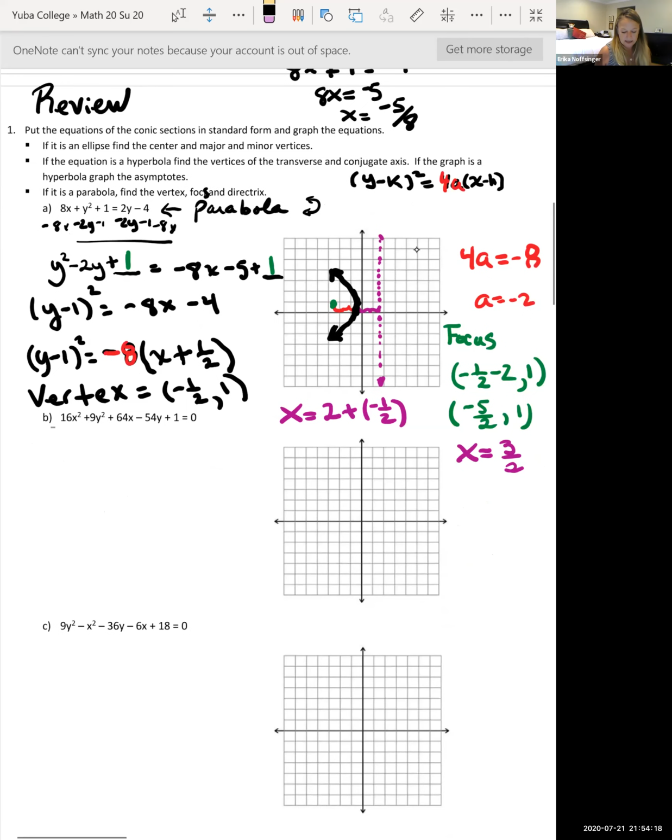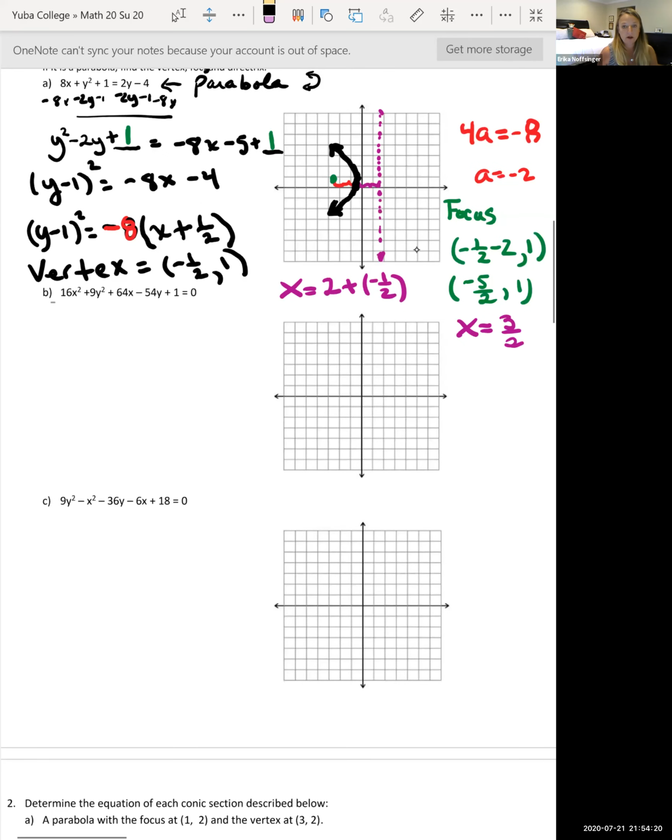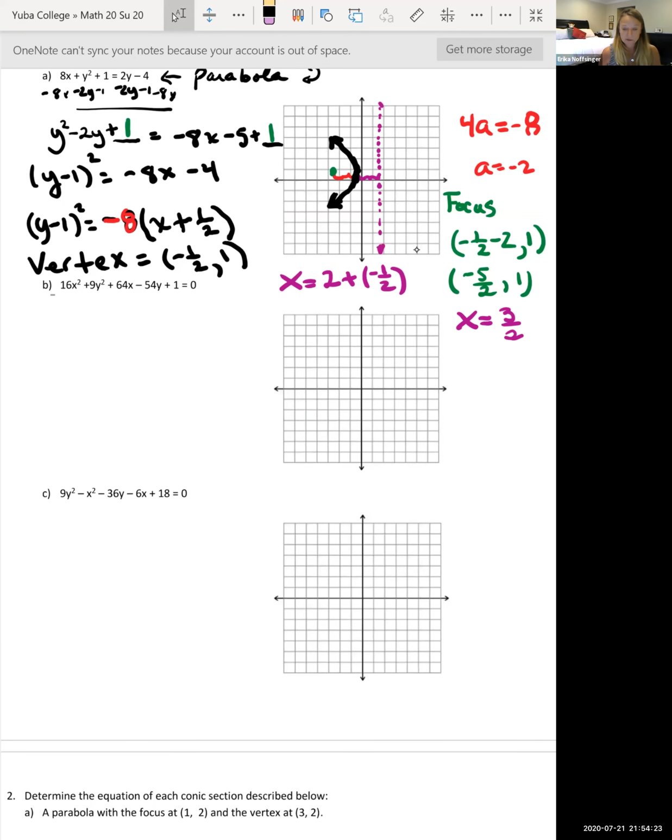Looking at this, we can tell, or hopefully you can tell what type of construction it is. It has both x squared and y squared, so it's not a parabola. Look at the coefficients in front of the x squared term and the y squared term. The coefficient here is 16, positive, and positive 9. So they're not the same number, so it's not a circle.